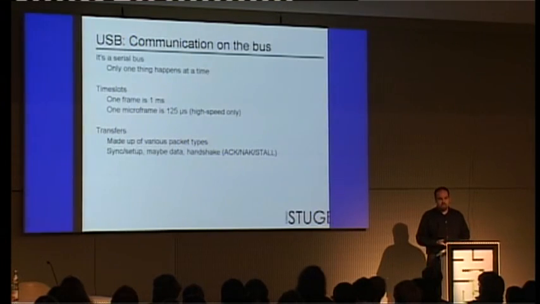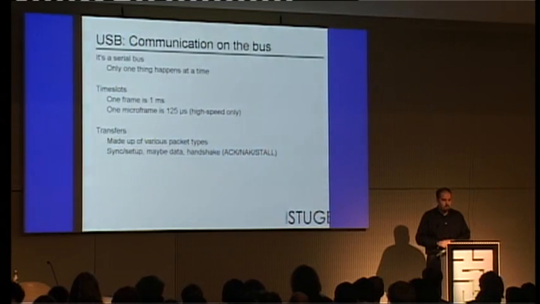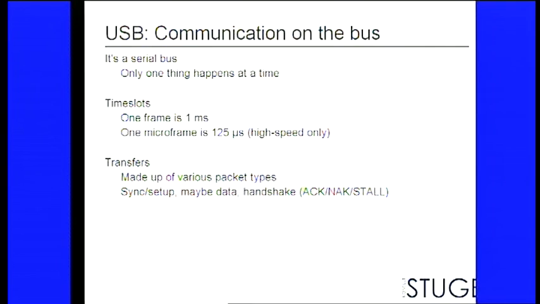Communication. USB is a serial bus, as the name says. That means that only one thing happens at a time, even though there are these 100 odd devices. It's broken down into time slots. There's a concept of frames. That's the minimum, the communication atom on the wire. It's 1 millisecond for low speed and full speed, and for high speed communication it's 1/8 of a millisecond, so 125 microseconds, called a microframe.